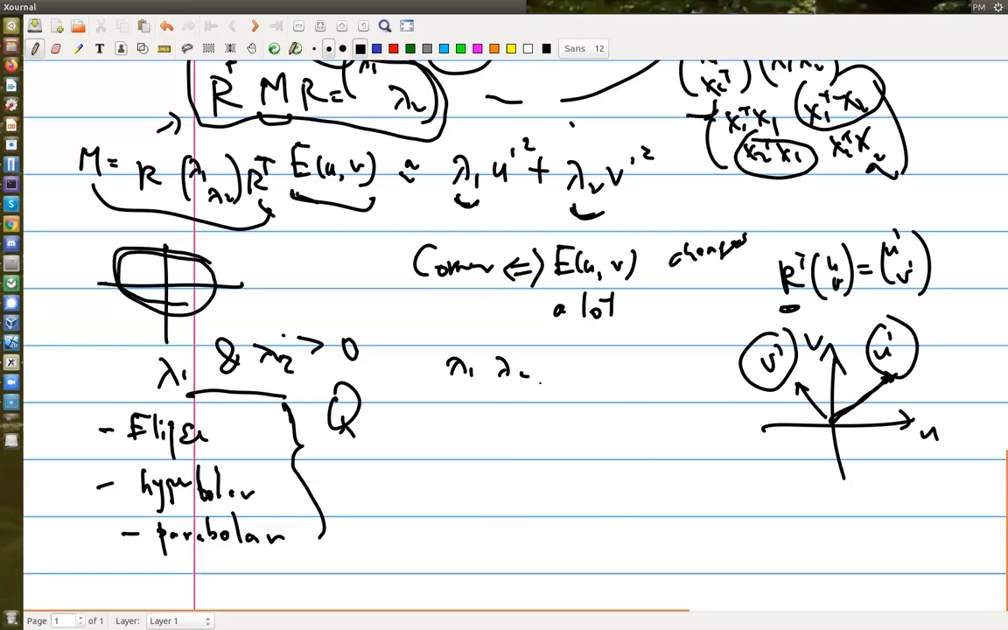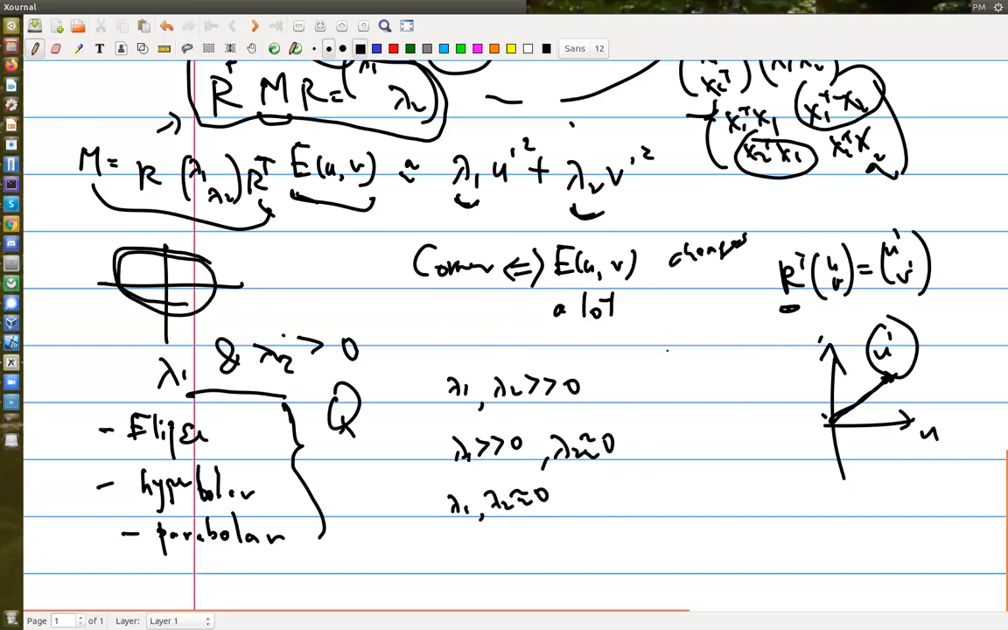Let's try several different situations here. A: lambda one and lambda two very large. B: lambda one very large and lambda two close to zero. C: lambda one and lambda two both close to zero. So which one is corner?